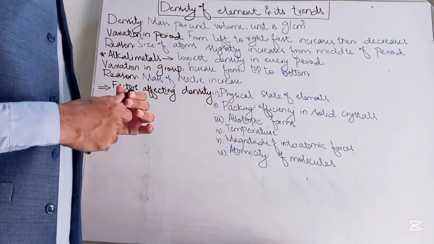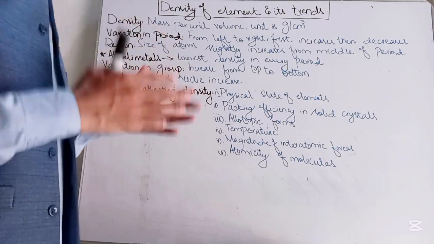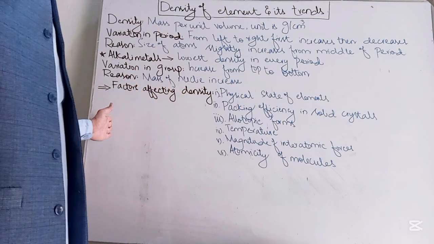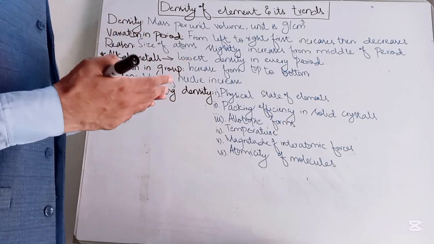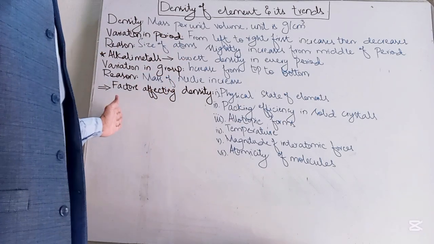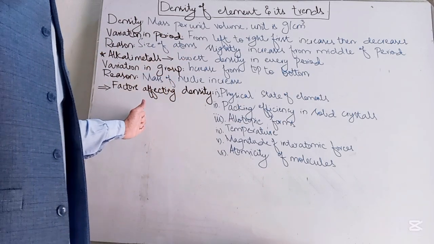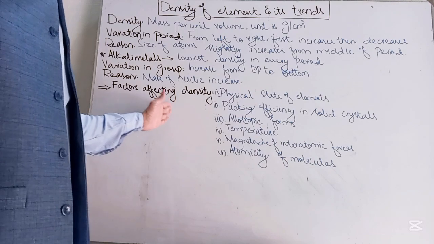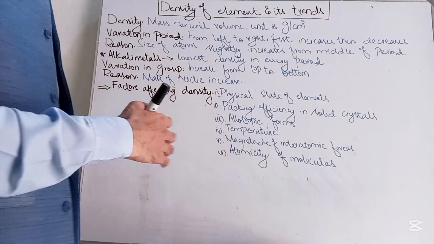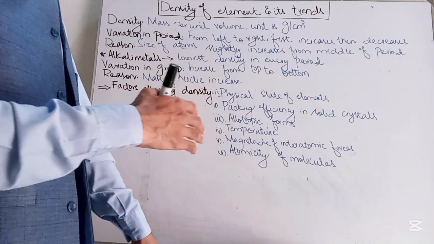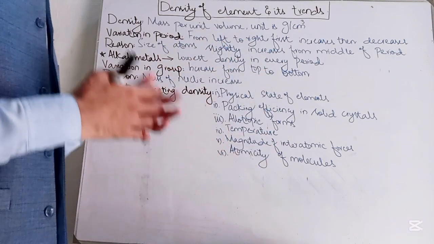Why does it happen? As you people know, the size of the atom decreases from left to right, but the decrease in size is not regular. The size of the atom first decreases from left to right, going up to the middle. In the middle of the period, the size of the element is minimum, and then it starts gradually increasing toward the end of the period.